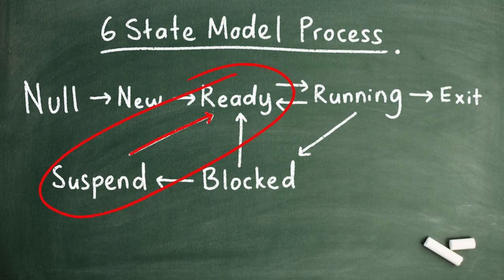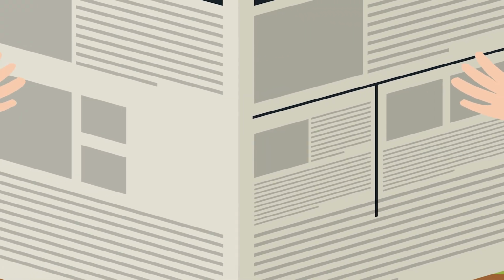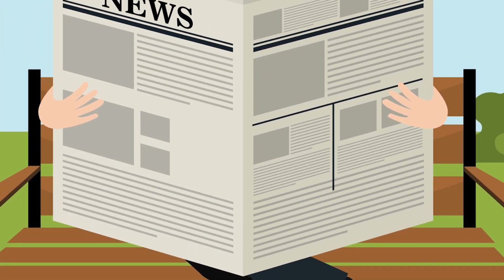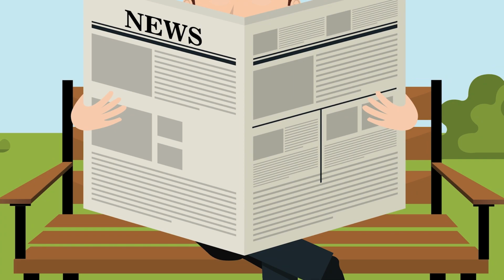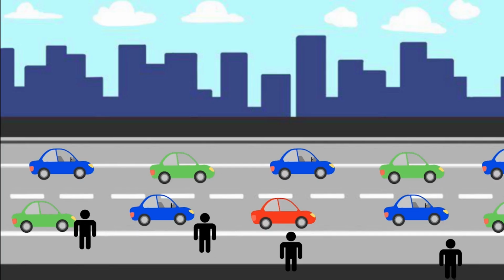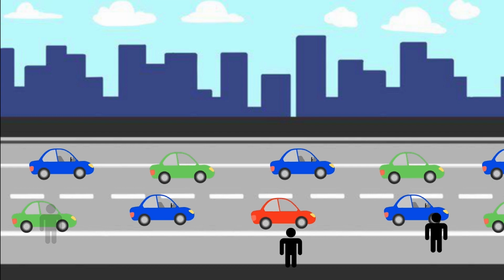Let's explore the transition from the suspend state to the ready state. Picture a vehicle that has been resting at a rest area and received news that the roadblock or obstacle ahead has been cleared. The vehicle is now ready to resume its journey. In our process model, this transition corresponds to the movement from the suspend state to the ready state.